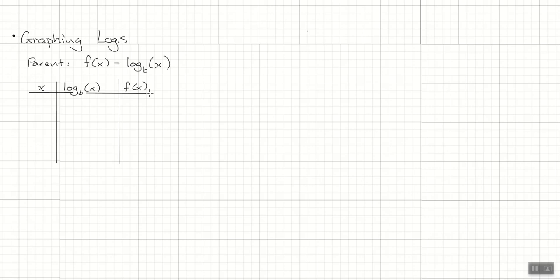So check this out. If I pick the point b, let's just see what happens. This would turn into log base b of b. And it's ugly and it sounds redundant, but I promise this is going to pay off. What is log base b of b? 1. Because b to the power of 1 equals b.